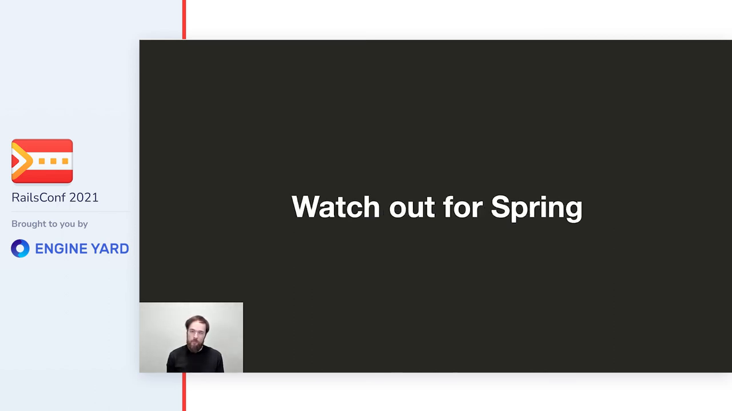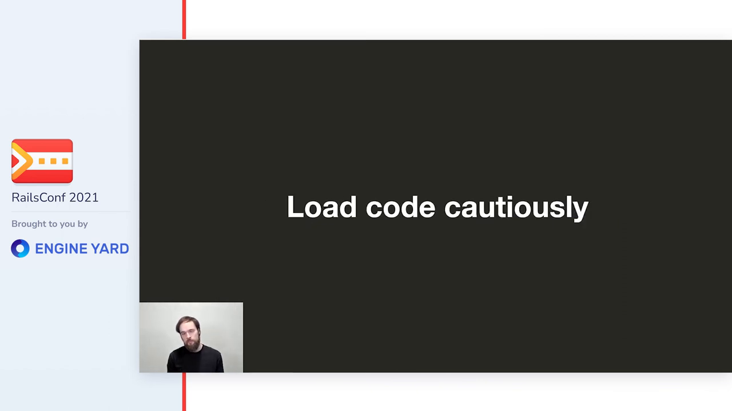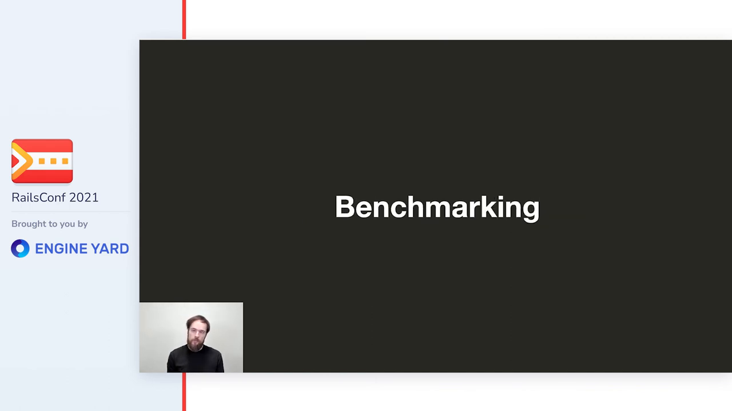You should bypass Spring for more accurate boot time profiles. You should memory profile complex operations to try to minimize unallocations. Be aware of the code that you're loading and use callbacks when necessary. You should use production profiling to arrive at solutions faster. And you can use benchmarking to assert speed differences between blocks of code.